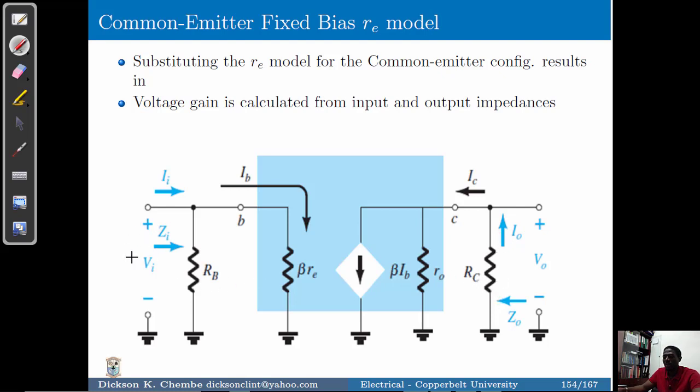And we're now able to calculate the gain by knowing the value of the input voltage and the output voltage. Once we know these values, we're able to calculate our voltage gain, which is obtained from these two variables. We also have to find the input impedance and the output impedance, and then we are able to calculate, analyze, or model the transistor. So that is what is happening.